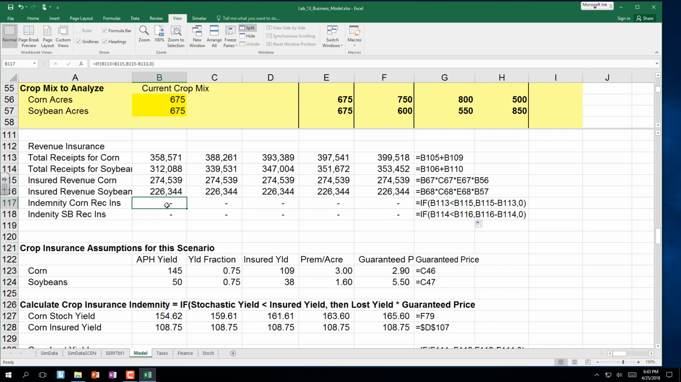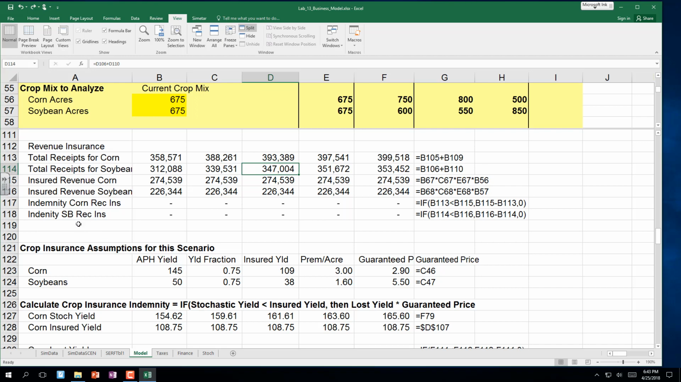Now, how do we check this? Well, come back here and type in a 0 for receipts for corn. And did we get a $274,000? Yeah. So command 0, and then let's check, come out here and check soybeans out a couple of years out. And yep, we got that, 226.